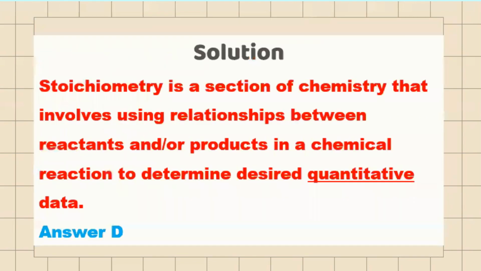Okay. Solution. Stoichiometry is a branch of chemistry that involves using the relationship between reactants and/or products in a chemical reaction to determine desired quantitative data. Stoichiometry is a calculation in chemistry based on a balanced chemical equation. It relates reactants and products quantitatively. Therefore, the keyword in stoichiometry is quantitative. Therefore, the answer must be what? D.